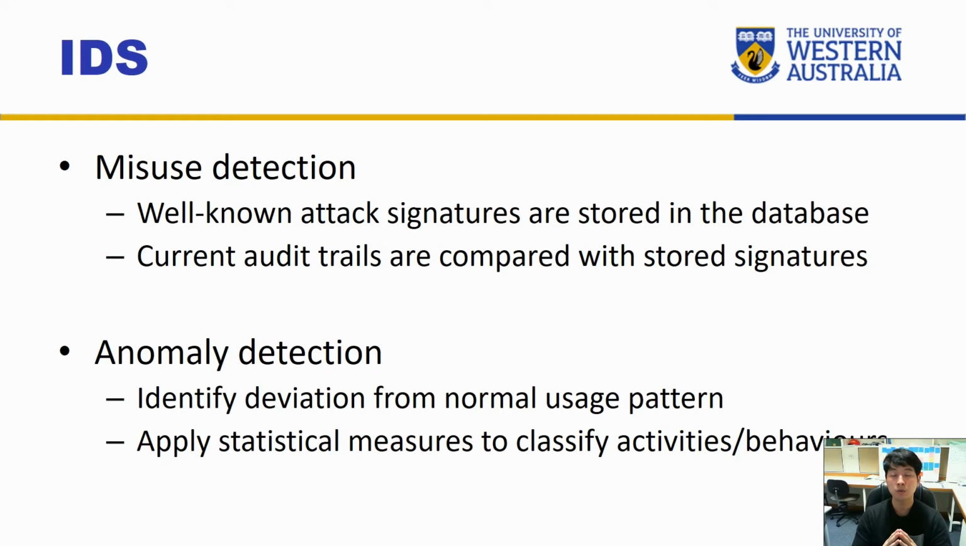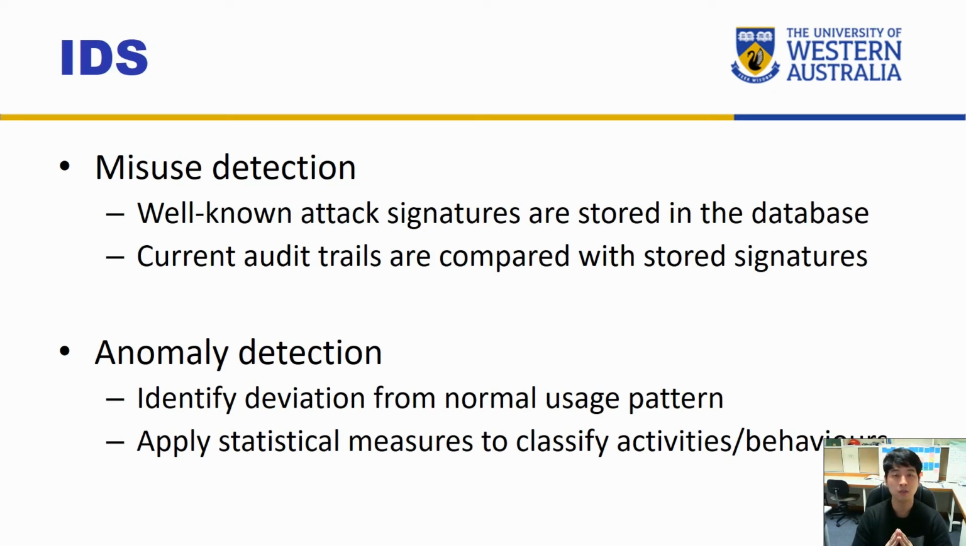Also, current audit trails are compared with stored signatures. So things that are progressing right now can be stored and then compared against the stored signatures as well. Basically, anything you measure where those trails can be compared to the knowledge base will fall into the misuse case. On the other hand, anomaly detection is trying to identify deviations from normal usage patterns. For instance, your CPU usage on average is about 20% and suddenly it skyrockets to 70%. Then maybe something bad is happening.